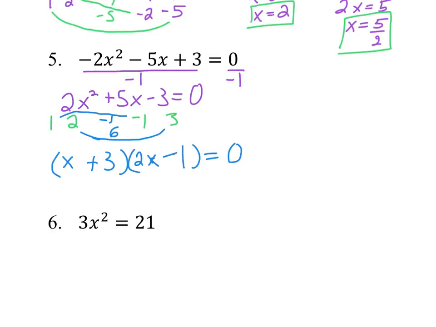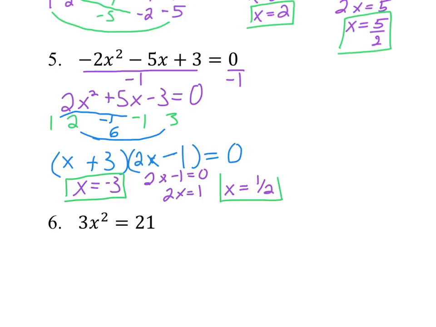We've been through this a couple times now. If we set x plus 3 equal to 0, we would subtract the 3 from both sides and get x equals negative 3. If we set 2x minus 1 equal to 0, maybe I'll show you this one anyway, we would add the 1 and then divide by 2. We found out that x equals 1/2. So those are the two solutions for that quadratic equation.